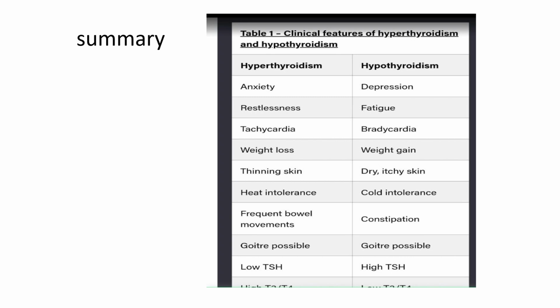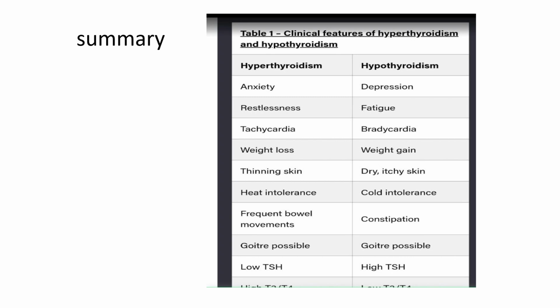To differentiate hyperthyroidism and hypothyroidism: in hyperthyroidism the patient has anxiety, in hypo depression. In hyper the patient has restlessness, in hypo fatigue. In hyper tachycardia, in hypo bradycardia, that is slow pulse rate. In hyper weight loss, in hypo weight gain. In hyper thinning of the skin, in hypo dry itchy skin. In hyper heat intolerance, that is heat is not tolerated, and in hypo cold intolerance, that is cold is not tolerated.